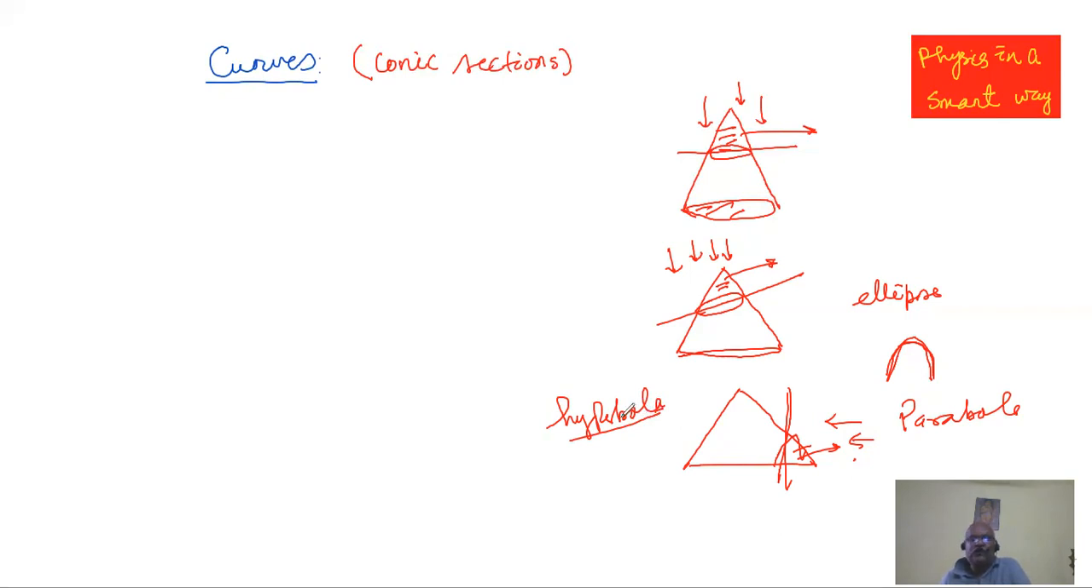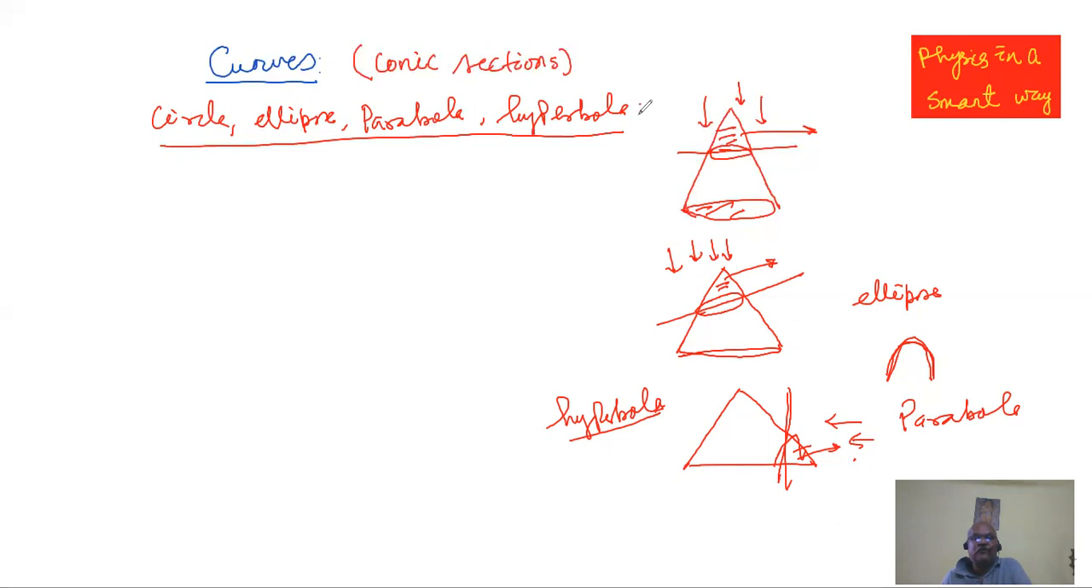So usually these curves are found by cutting a cone suitably: circle, ellipse, and the next curve is the parabola, a very important curve because nature favors it. And the last one is the hyperbola. So these four curves we shall be discussing. They are branded as conic sections, special curves which can be created by cutting the cone suitably.